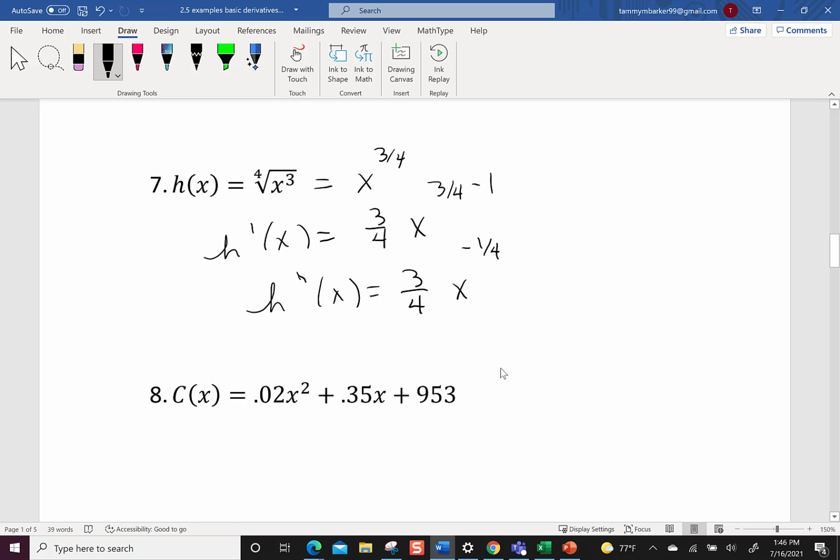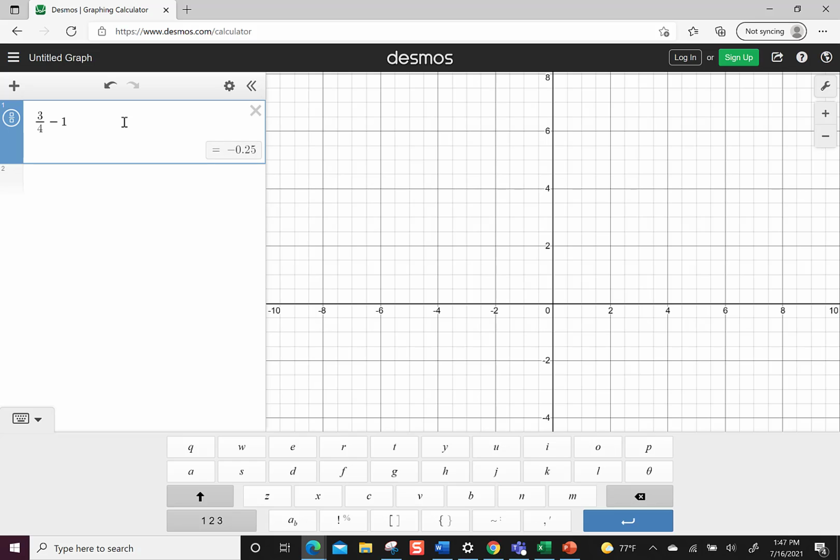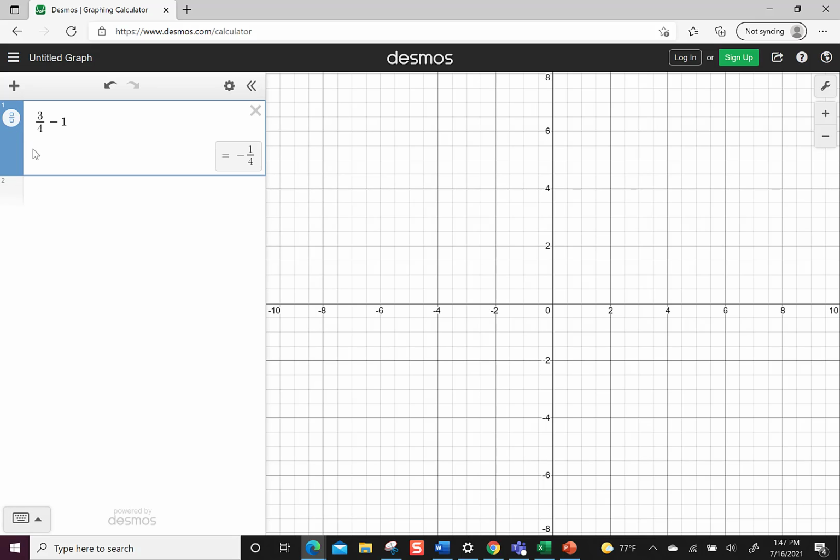Desmos will do fractions for you. So in Desmos, I can put in 3/4 minus 1. And I see it says negative 0.25, which is a decimal. But if you look at the left side, there's a box over a box. I'm going to click on that and see how it turns into a fraction. So this is really helpful, especially if you don't like fractions.